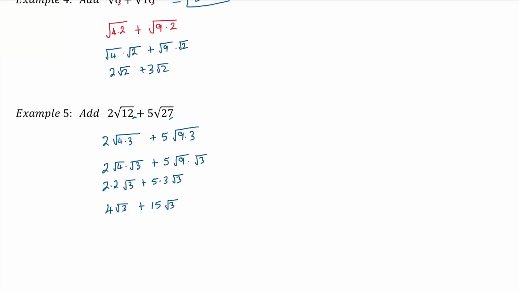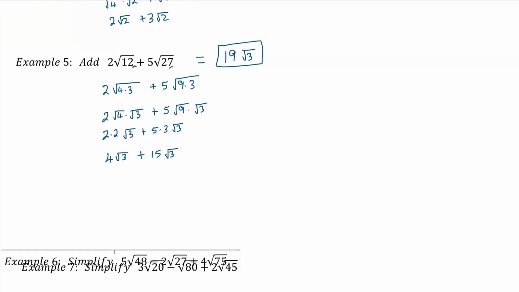So now they are like terms because it's square root of 3 in both terms. So you add those two together, 4 and 15, that gives you 19 square root of 3. All right, so number 6.